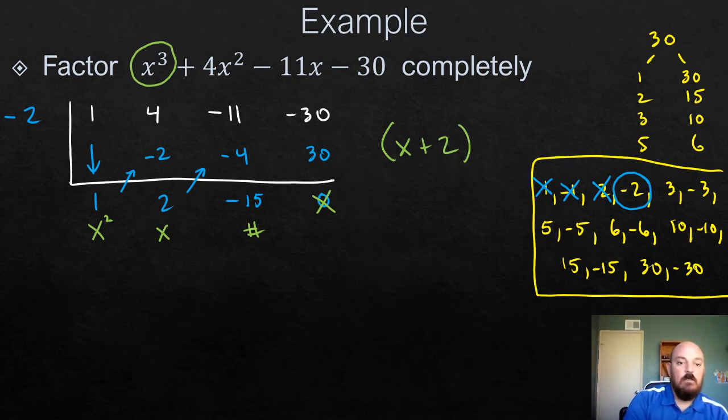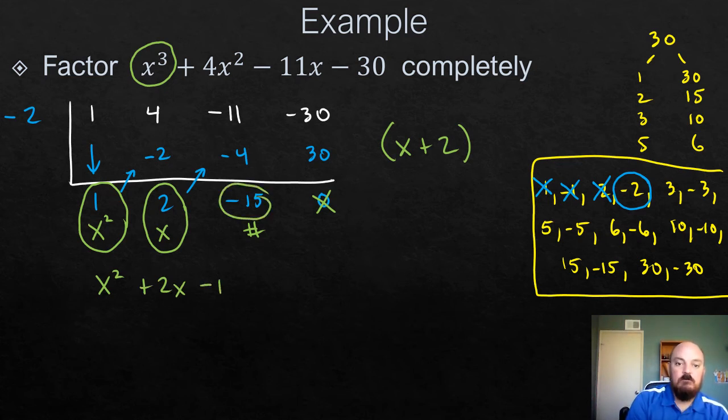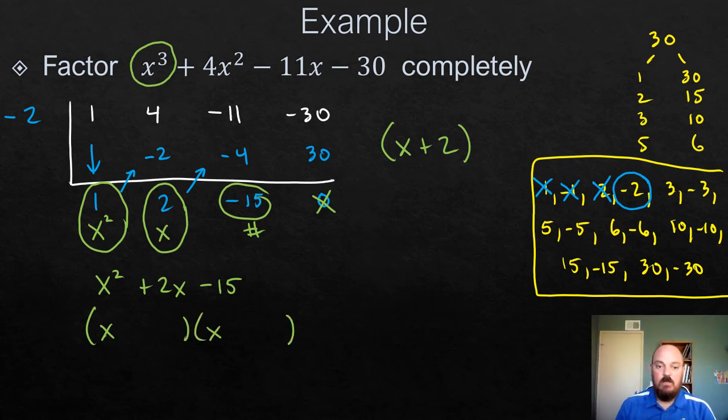Now right here, I have 1x squared, or we'll just call it x squared. I have plus 2x, positive 2x, and I have a minus 15. Now to finish the question, we already know that x plus 2 is one of our factors. To finish the question, we're going to factor that quadratic using our other method, trying to find two numbers that multiply to negative 15 and add to positive 2. So a negative 15.